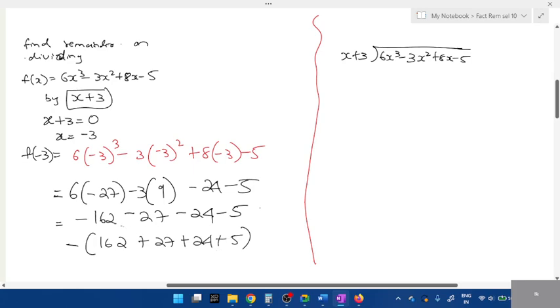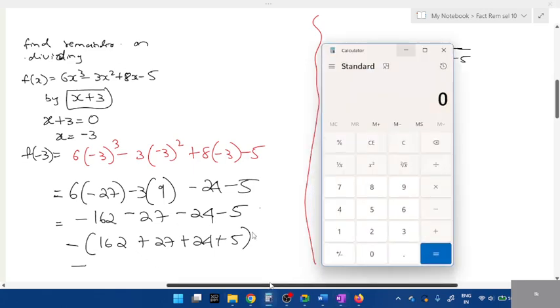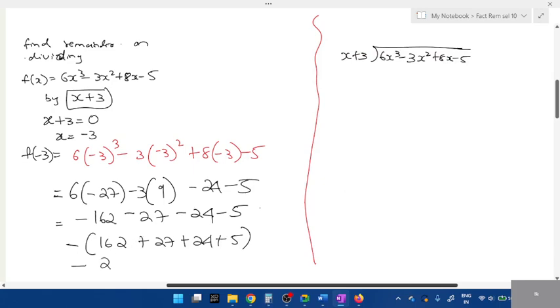Or do the calculation part however you all want. So minus remains as it is. Look here, 162 plus. Just because everything was minus, I took minus common. If you take out minus common, everything becomes plus inside. 162 plus 27 plus 24 plus 5. What's the answer? Minus 218. Even for this, if you're expecting me to solve, what will you all learn? Minus 218 is the answer for this.